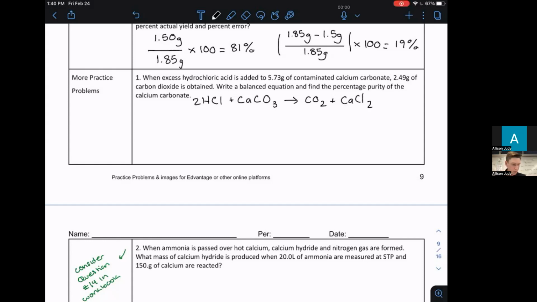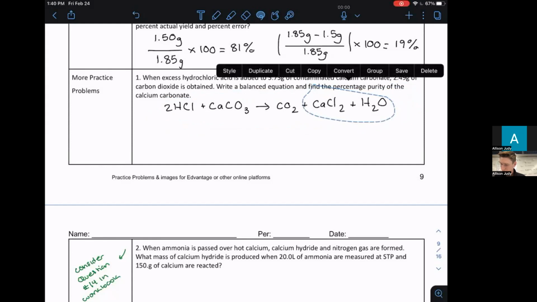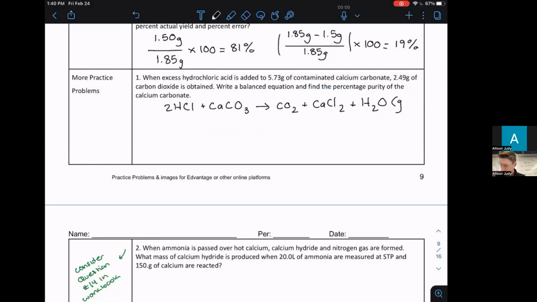So we also have calcium chloride, and then we have water. I should also note that the carbon dioxide is going to be a gas and this water is also going to be gaseous. So now we have our balanced chemical reaction, which is probably not what most of you were expecting.